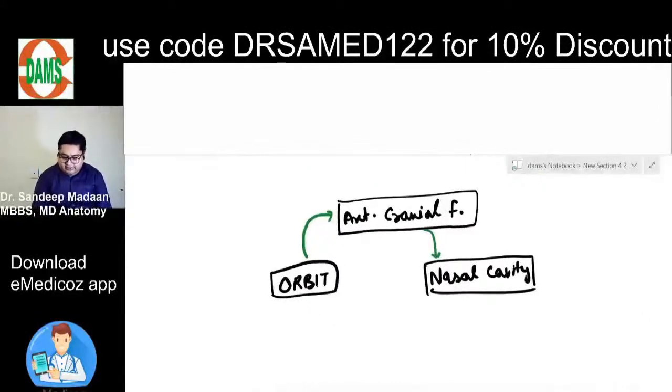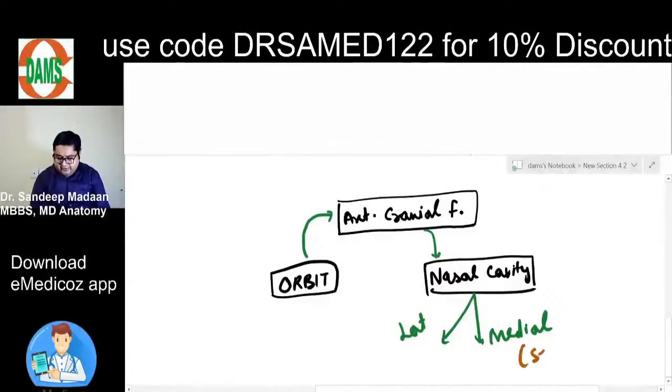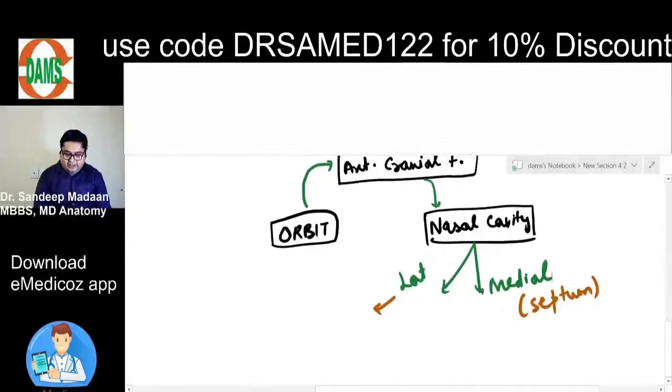it will divide into two branches, medial and lateral. Medial is going to take care of the septum. Okay, it will contribute in the septal supply, and the lateral will continue as external nasal branch. Lateral will continue as external nasal branch, and this is going to supply the tip of nose.